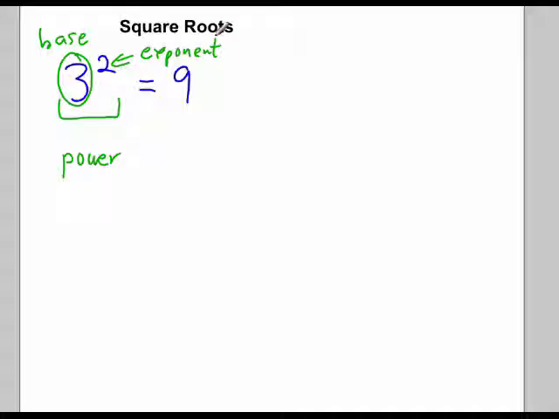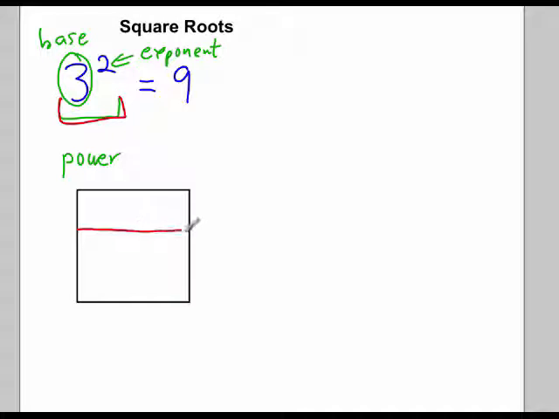Now typically we would read this statement as 3 squared equals 9. And you remember that there's a reason we use the word square. That's because this statement can be visualized as the area of a square. Since it's a square, the length and the width are the same. And when I'm going 3 times 3, I can think of that as a length and a width of 3. So let me just draw that in. Here's a 3 by 3 square.